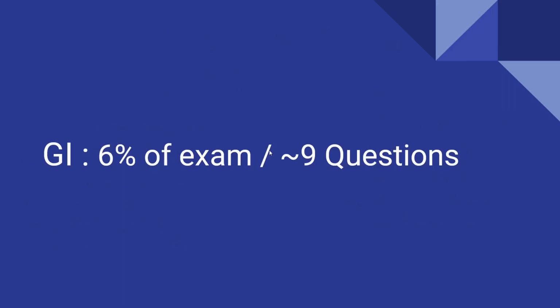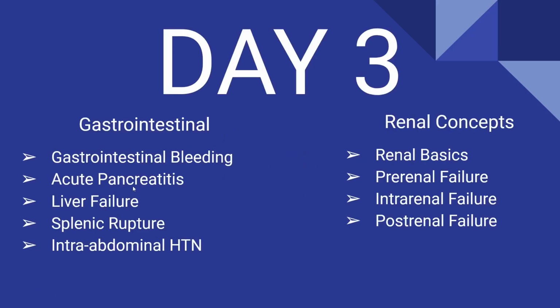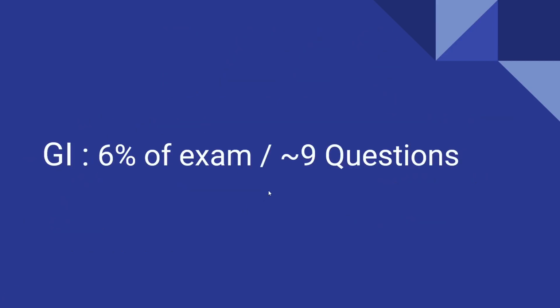So GI is about 6% of the exam, similar to renal, in that there are only about 10 questions. So if you saw those two sections of topics, you can imagine about 2 questions per topic.